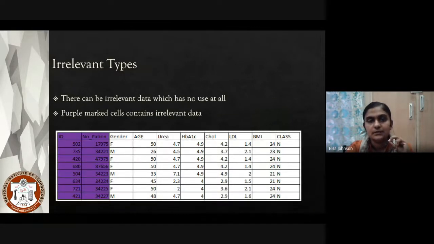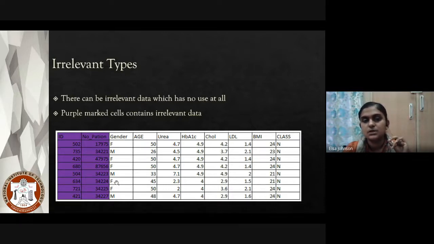Next is irrelevant data types. So here, for predicting whether you have a disease or not, these first two columns, ID and patient number, don't have any effect. And also, sometimes gender also doesn't have much effect. But the ones which have no relevance are the ID and patient number of the patient. So these can be removed before you do some processing on that.